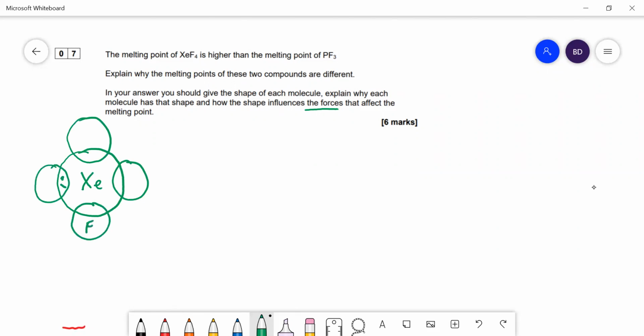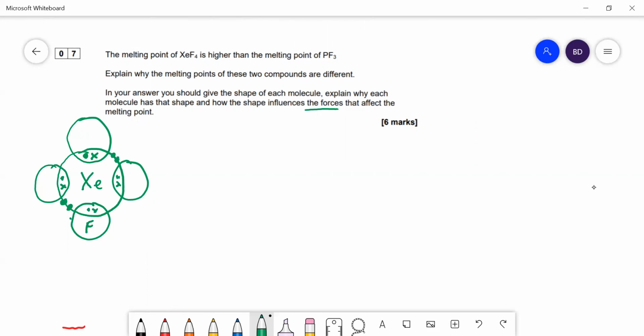Right, it's going to form 4 single bonds. Xenon is in group 0. I've only drawn 4, so it's got 8 electrons in its outer shell. I've only drawn 4 dots there, so I need to draw the other 4 electrons for xenon. So that means it's got 2 lone pairs.